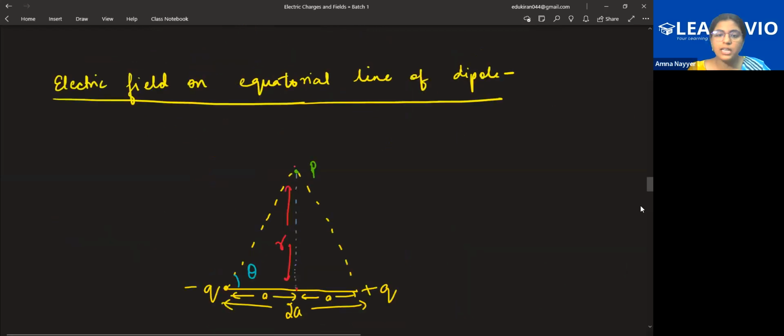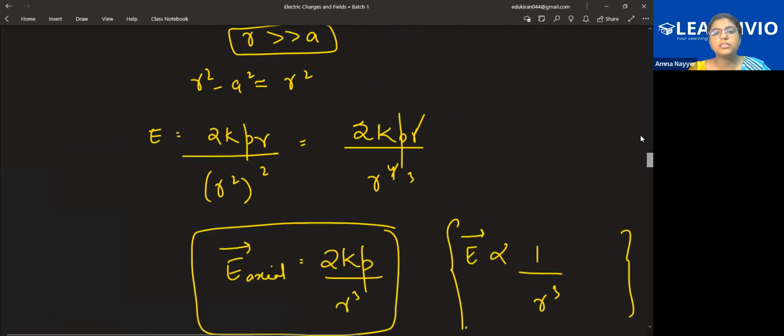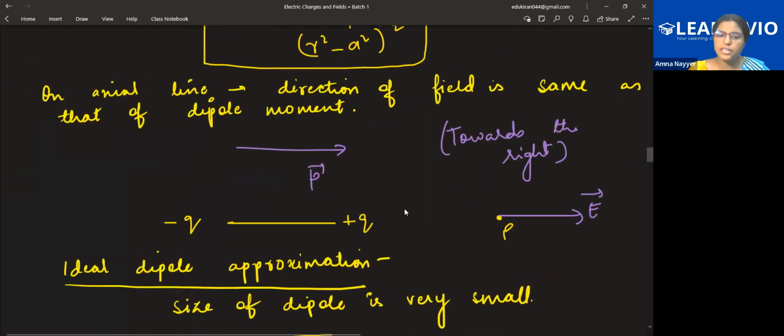All right. We'll come to this equatorial. First, copy till here. This direction and ideal dipole approximation. We'll be using ideal dipole approximation when r will be very much greater than a. In that case only. So again, two things we have studied. On axial line, direction is same as that of dipole moment. Secondly, if the size of dipole is very small, E becomes equal to 2kp by r cube. That's it. Write down these 2 points, then I'll start with equatorial line.